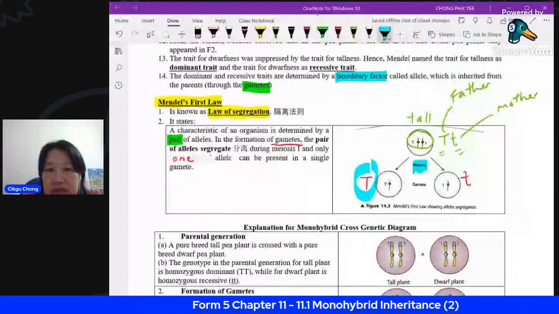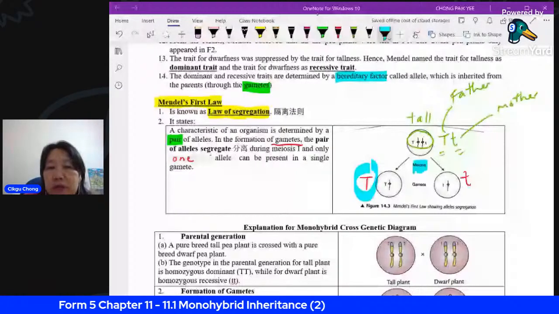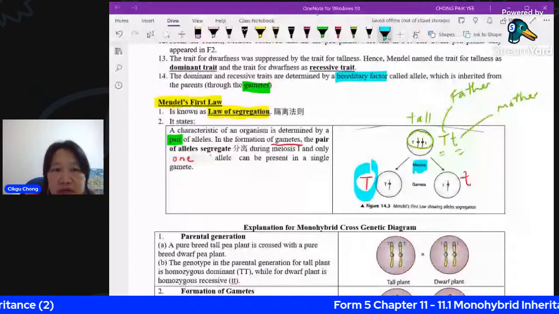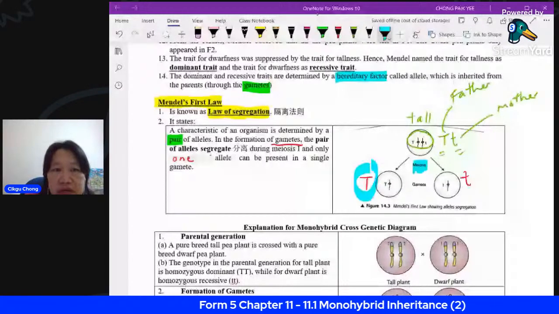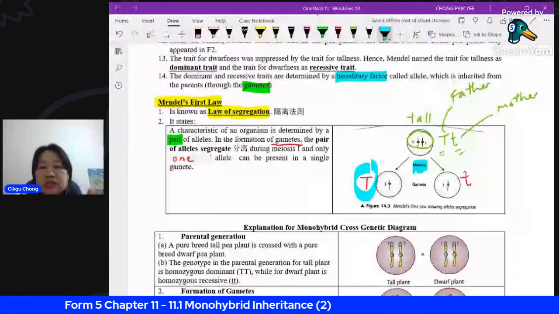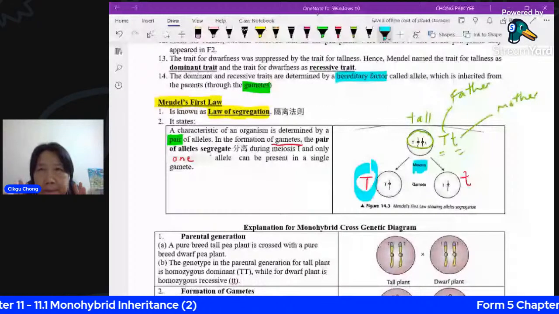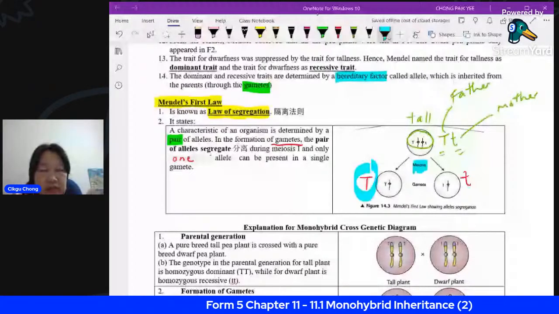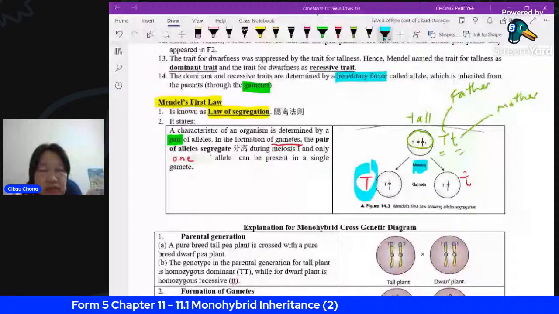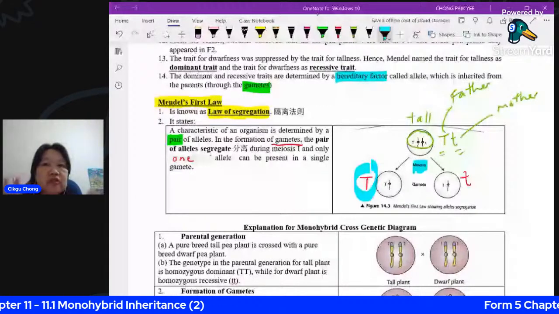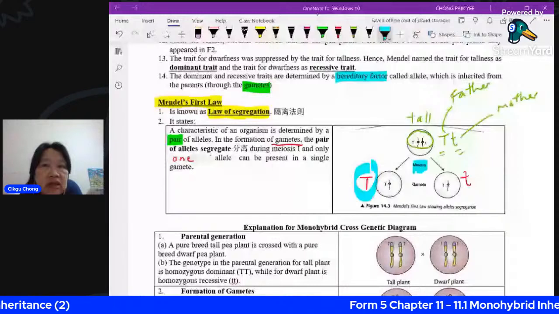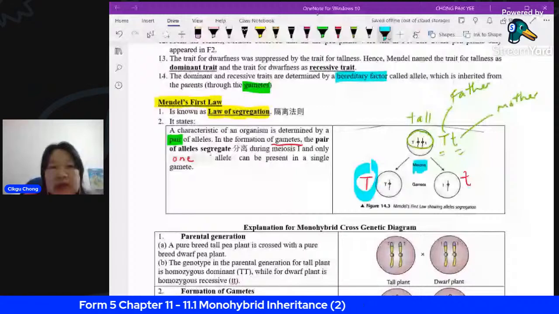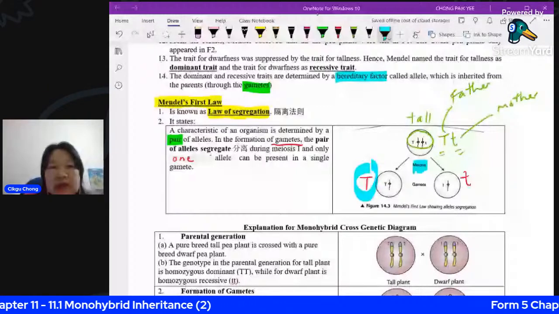So you see, in the formation of gametes, the pair of alleles will segregate. Segregate means the same as separate. There is no such gamete that carries 2 together, because gametes must only carry half the number of chromosomes. If a gamete carried 2, that would be a full set, 46 already, not 23 chromosomes. So the alleles must separate during meiosis 1, and one gamete can only carry one allele.